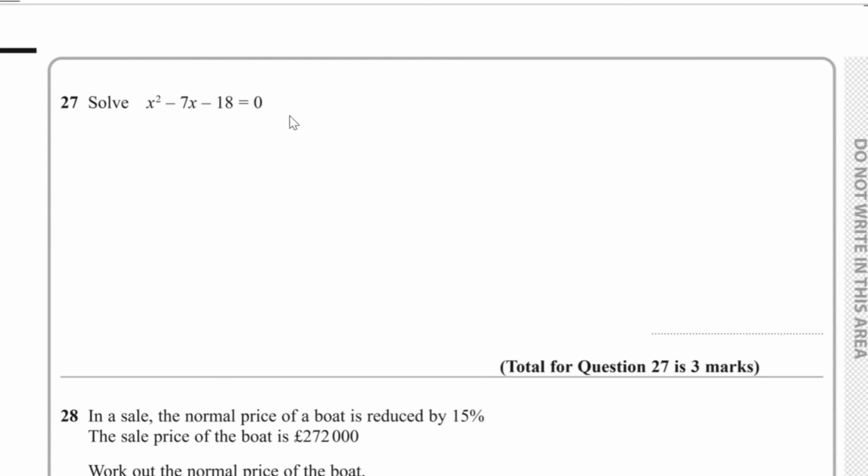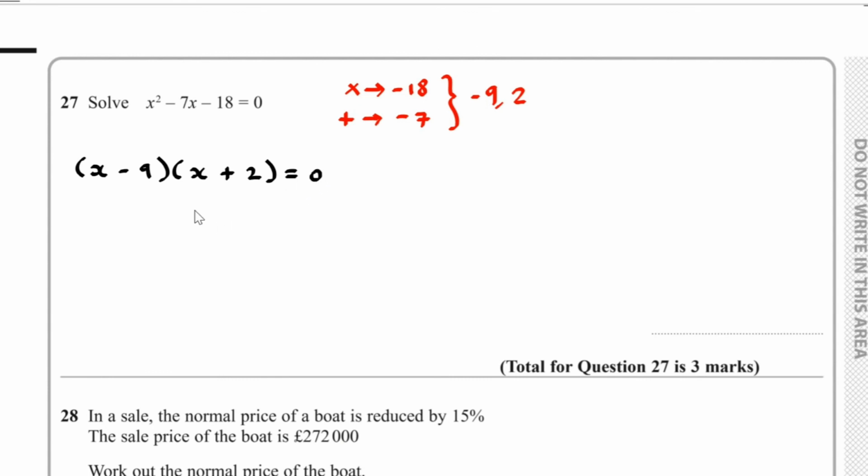Question number 27. x squared minus 7x minus 18 is equal to 0. We have to solve this equation. Well, I need to find two numbers which multiply to give negative 18 and which add to give negative 7. What are those two numbers? Well, those two numbers will be negative 9 and 2. And so when I come to factorize, I've got x subtract 9 multiplied by x plus 2, and that's equal to 0.